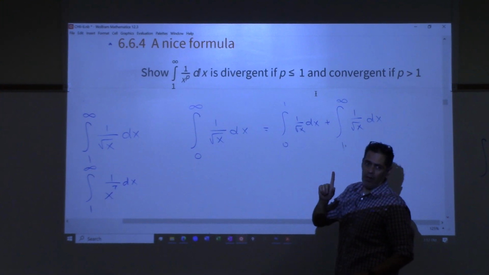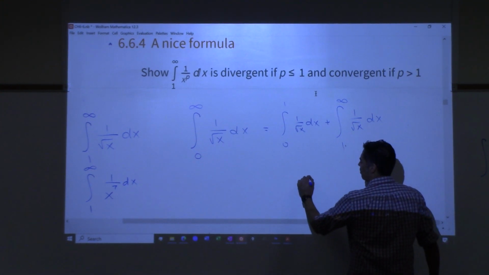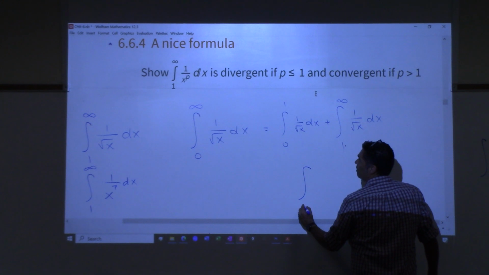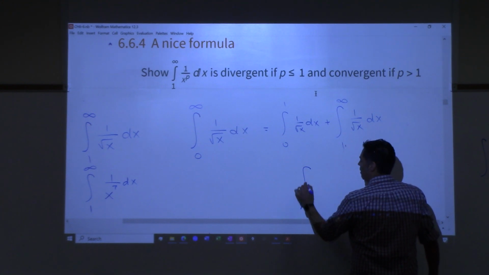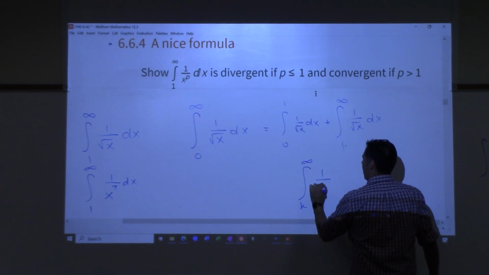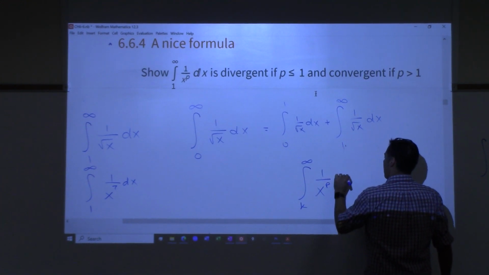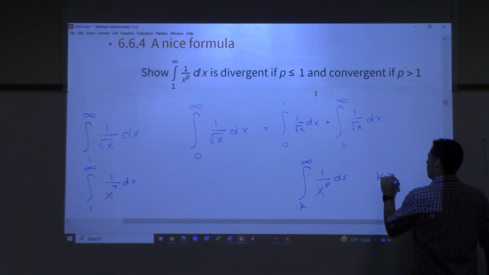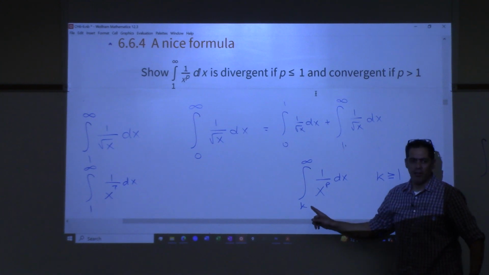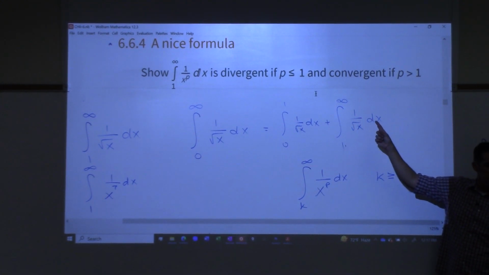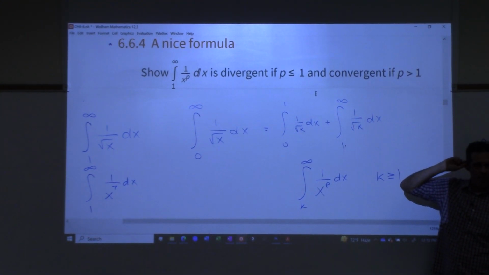No, to the right of 1. So instead of this formula, 1 to infinity, what if I do k to infinity of 1 over x to the p dx, and I tell you that k must be greater than or equal to 1? What do you think? Do you think this still holds? Yes.